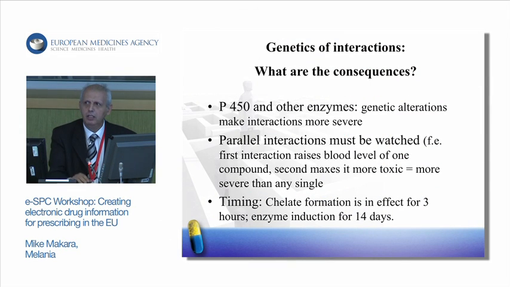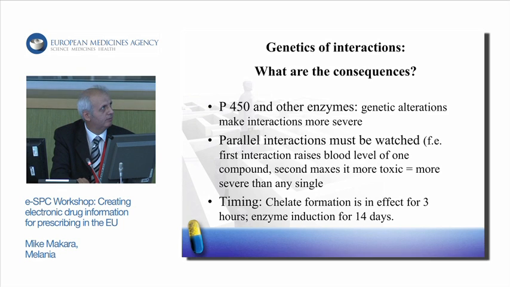When we went deeper, we went into pharmacogenetics, which again is a new field, and we find out more and more. But when you think about it, there are parallel interactions when one substance makes the other substance more toxic, or the other rises its blood level. Then the interaction is more potent than either one alone. And also the timing: if it's a chelation, it's 3 hours. If it's an inhibition, it's 1 week. If it's an induction of an enzyme, it's 2 weeks.